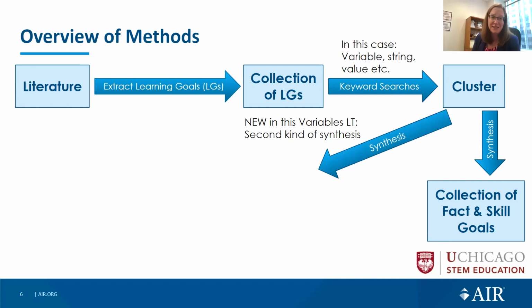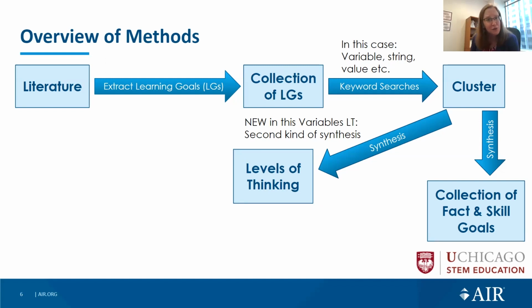And that was synthesis into levels of thinking about variables. So these are different than fact and skill goals, in the sense that we're not thinking about what we want kids to be able to do or know, but rather how we want them to think about variables. In the research on mathematics learning trajectories, they talk about this as a level of thinking being defined by the objects, the cognitive objects that a student has, and the operations they can do on them.